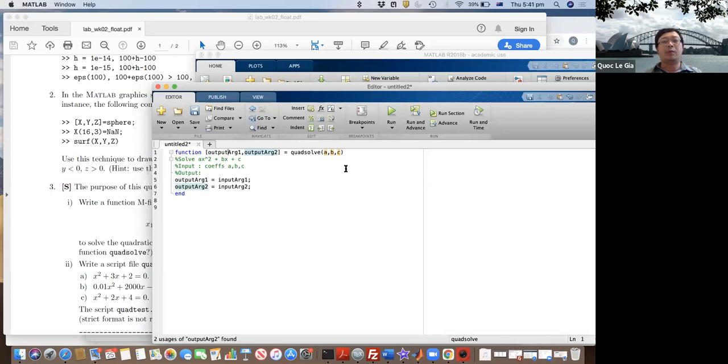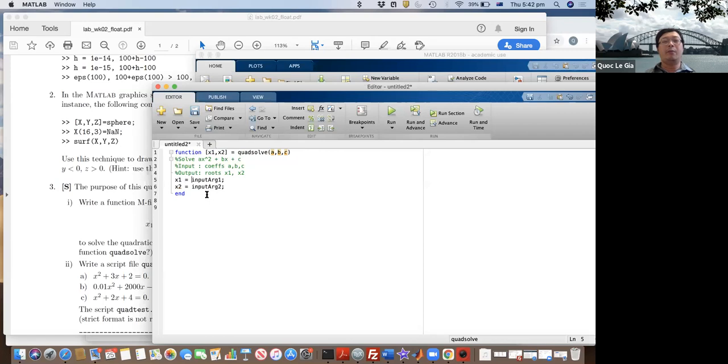Well, the output should be X1 and X2, both, because you want the two roots as output. So you put X1 and X2 as the output here. Output roots X1 comma X2. Now I have to put in X1 here and I put in X2 here.